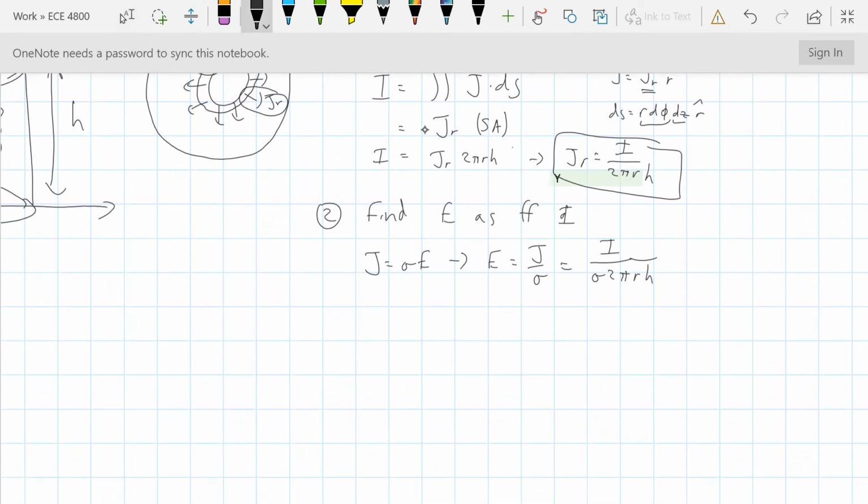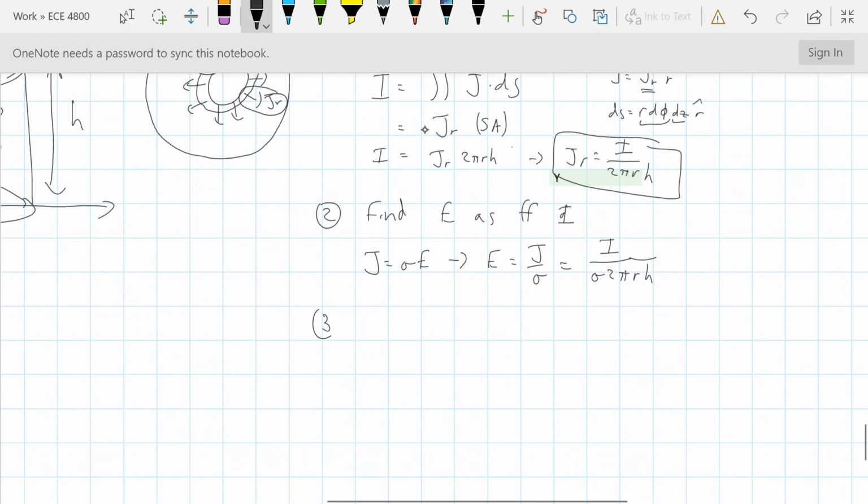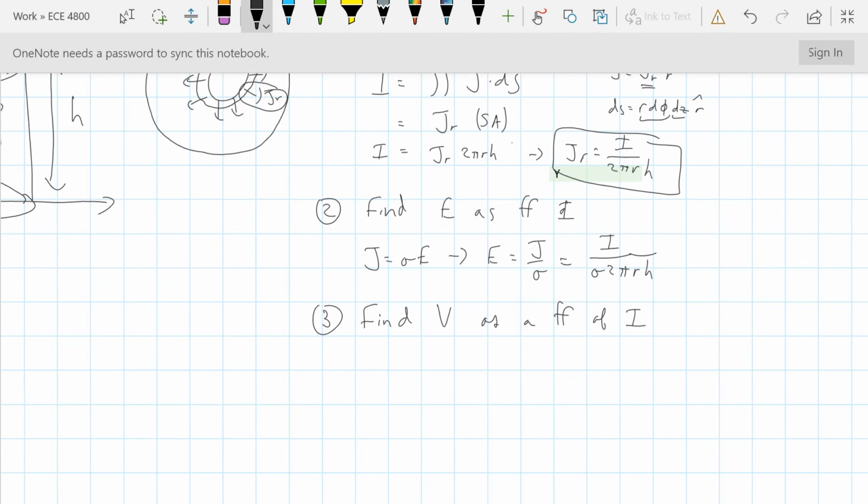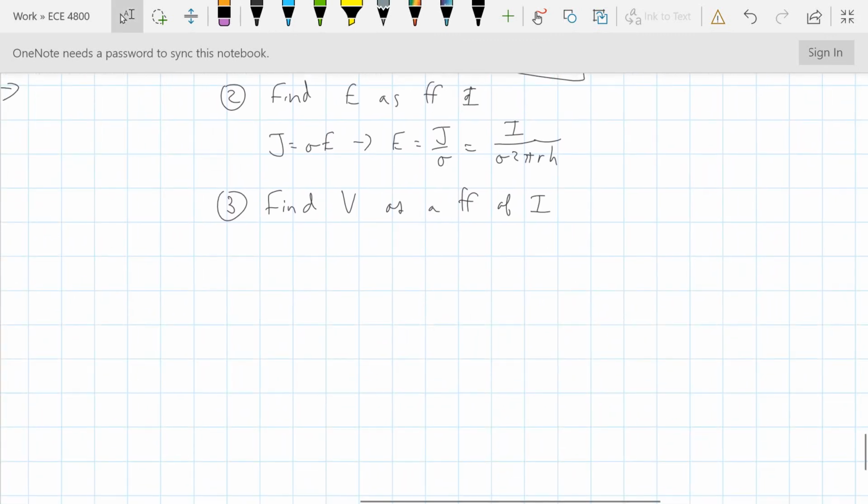Third step, just like before, find V as a function of I. All right, this is where we're going to need to do the integral. This is a step where we actually do need to do the integral. V is equal to the negative integral of E dot dl.